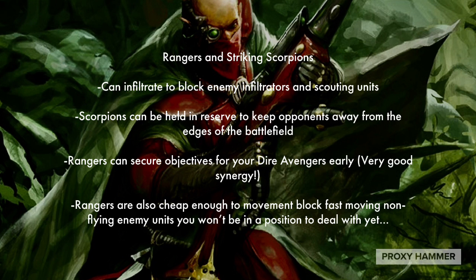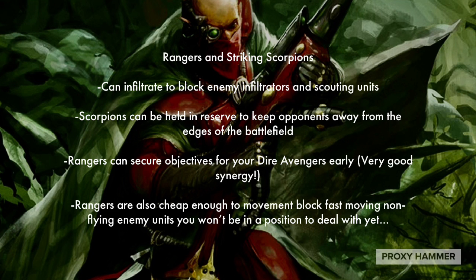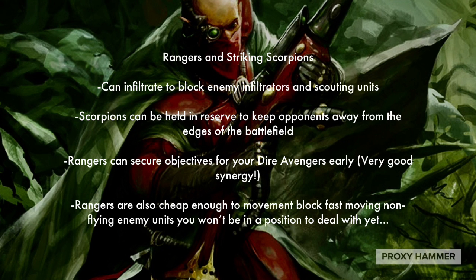Like if your opponent has a good amount of scouting elements or infiltrating elements, they can move up the board very quickly and deny that space from your own units. You want to get your Dire Avengers onto objectives in the mid board, but if your enemy already has scouts on that objective, you can't benefit from the 4+ Overwatch, which means you're not going to be able to deny board space as effectively. So to prevent this, using Rangers and Striking Scorpions to block those positions out early on in the game is really important.